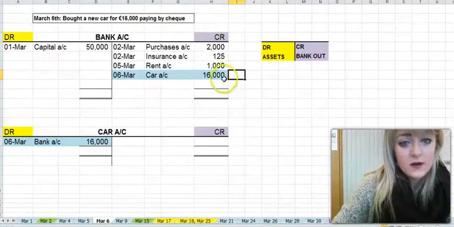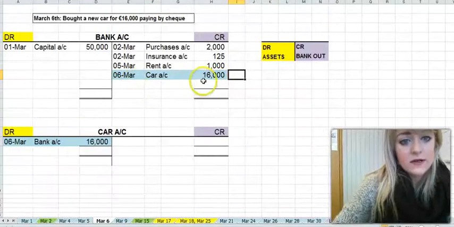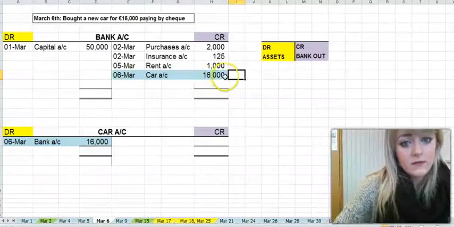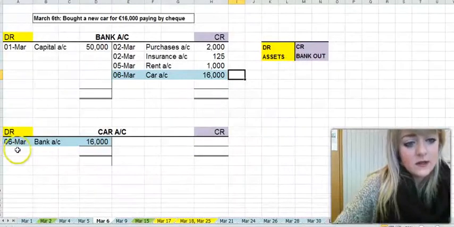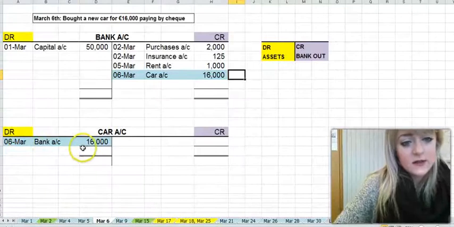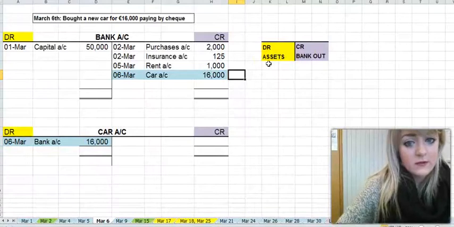We credit our money in, €16,000 on the 6th of March. Credit, she's paid the money out, €16,000. And then the corresponding debit entry is on the 6th of March, her car account, which is an asset, €16,000. So we debit our assets. So you can see that I've highlighted in yellow there and in yellow up here, just to make it a little bit more straightforward for you. So we debit our assets and we credit our money out.